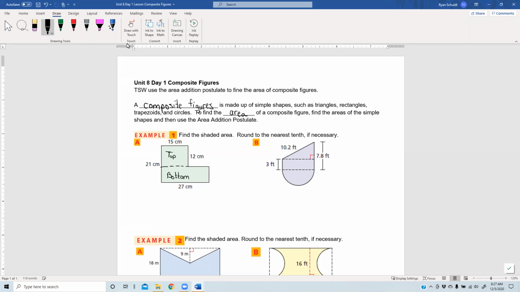So let's see, area for the top. Well, of course, the top is just a rectangle, so we just need to do base times height, which would be 15 times 12. Here's our base for the top. Here's the height for the top. So that's how I got those numbers. 15 times 12 is 180 centimeters squared.